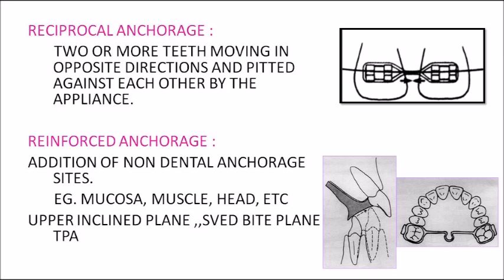Now, talking about reinforced anchorage. Reinforced anchorage is one in which you reinforce the anchorage by adding non-dental anchorage sites. So, apart from the dental units, you in addition add some non-dental units into the anchorage site, for example, your mucosa, your muscles, your head posture. All these can be added into the anchorage unit so as to reinforce your anchorage. Common examples of such appliances are your upper inclined plane, sweat biplane and transpalatal arch or TPA.